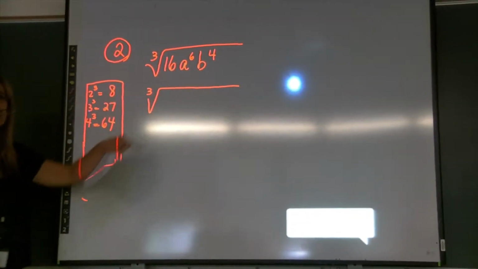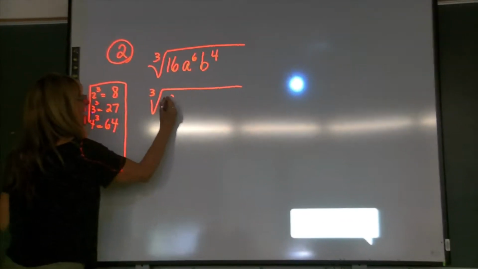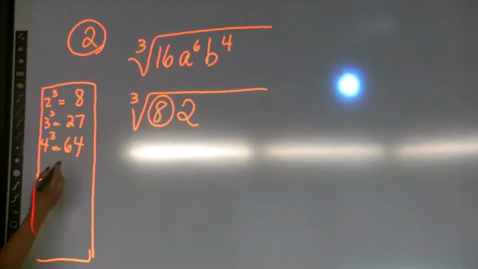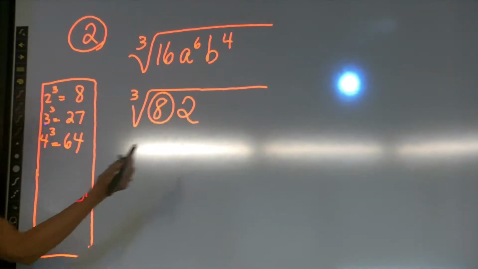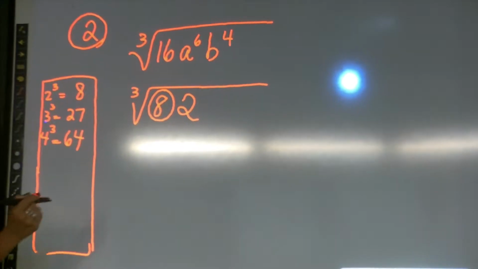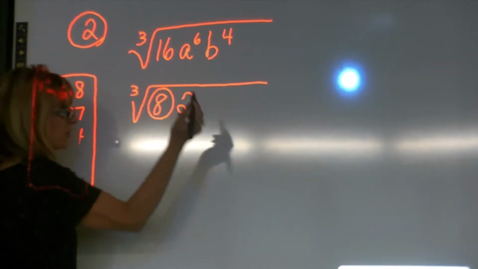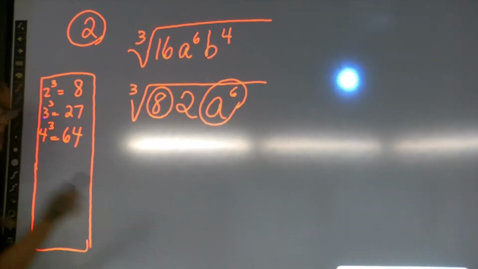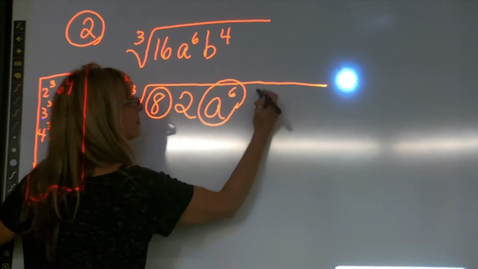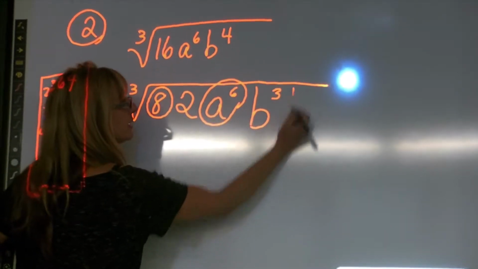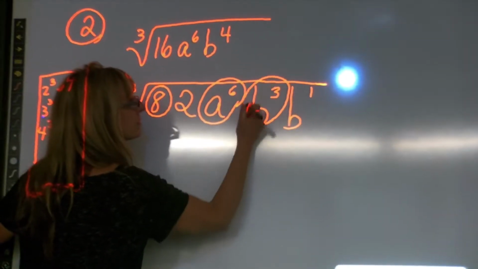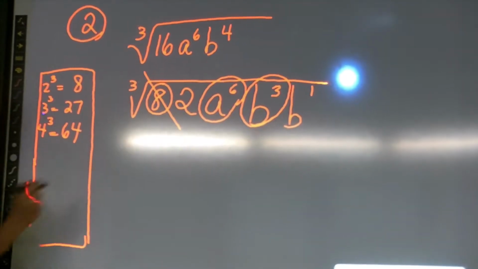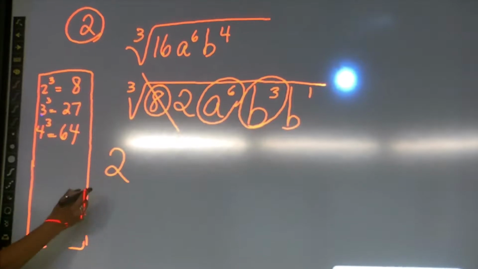8 goes into 16, yes? So we have 8 is perfect. 8 times 2. Now, when you're doing perfect exponents, they have to be multiples of 3. So 6 is a multiple of 3, so that's going to be perfect. B to the 4th, I'm going to break down to a multiple of 3, which is b cubed times b to the 1st. Did I lose anybody? Perfect cube, 2 pops out.